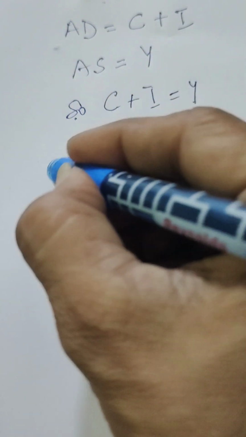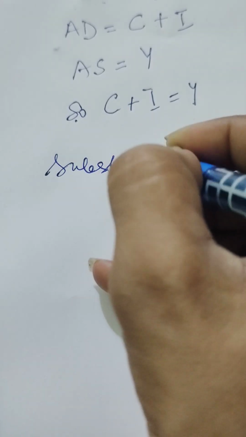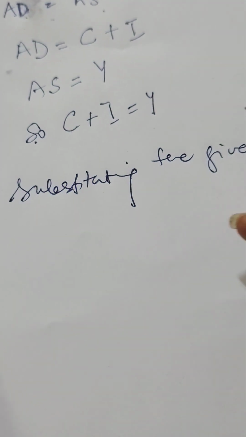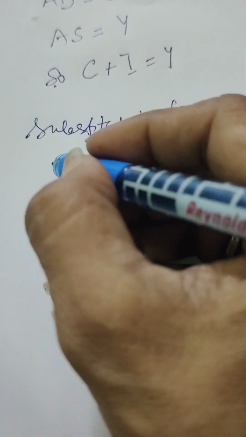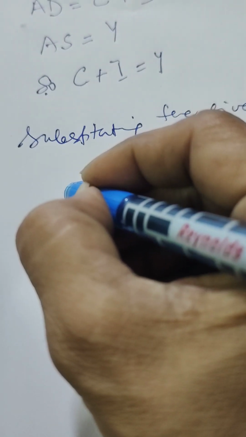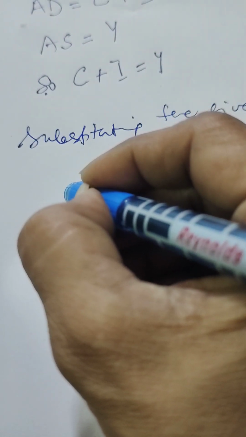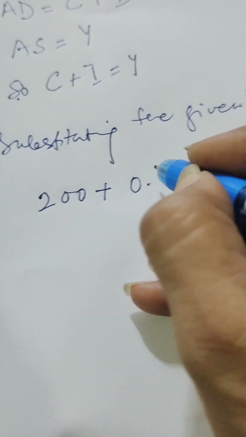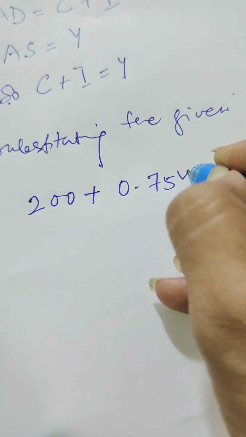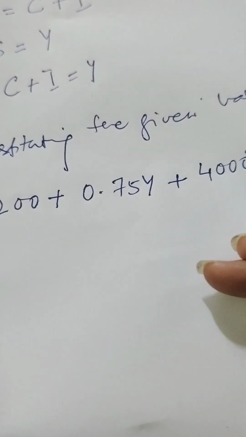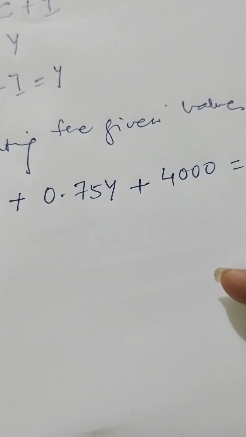So substituting the given values in the numerical as we just read. We're going to write C is given as 200 plus 0.75y, plus investment is given as 4,000, is equal to income.